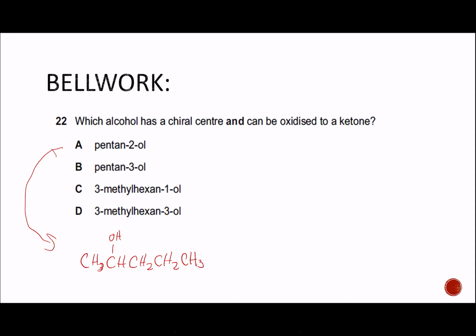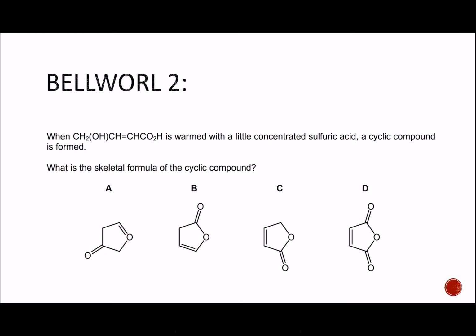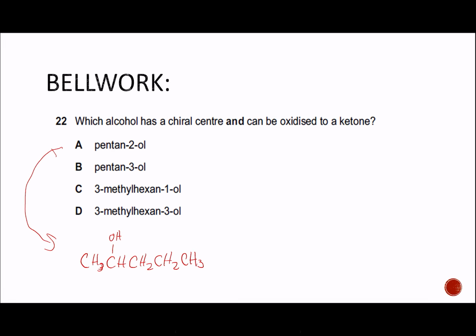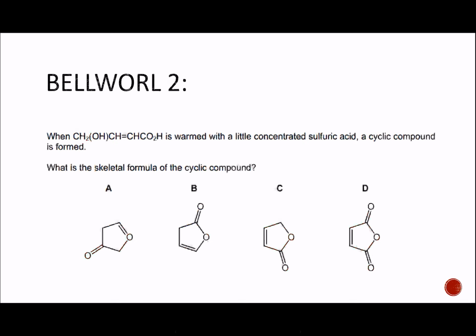Then, can it be oxidized to a ketone? Well, you would take these two hydrogens away, and you would end up with CH3COCH2CH2CH3. So actually, yes, you would make a ketone. So once you get the correct answer, you don't even have to solve the rest. Let's take a look at the second bell work.